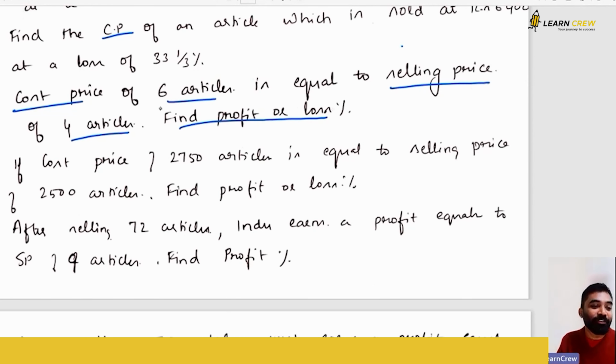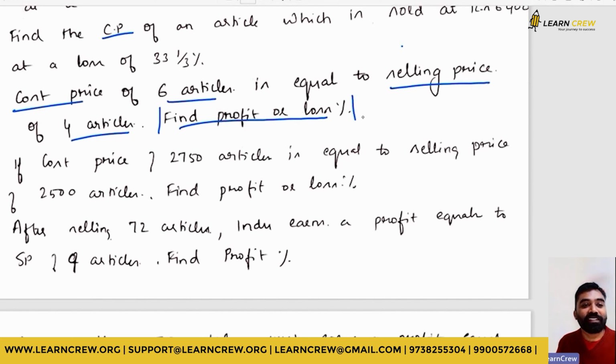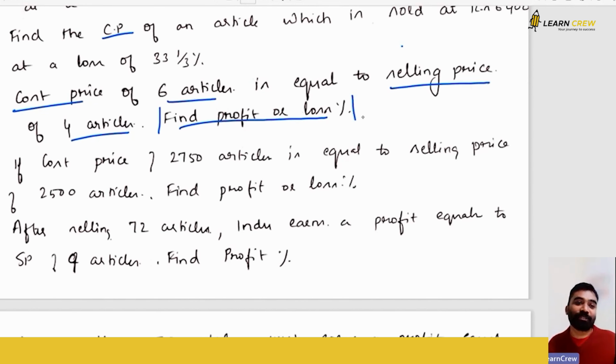They are asking you to find out the profit percentage or the loss percentage. What is the profit percent? What is the loss percent? Yes, sir, it is a profit. What percent? 25, I guess. Okay. All observe.